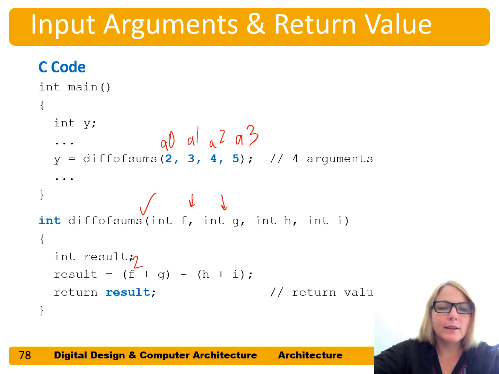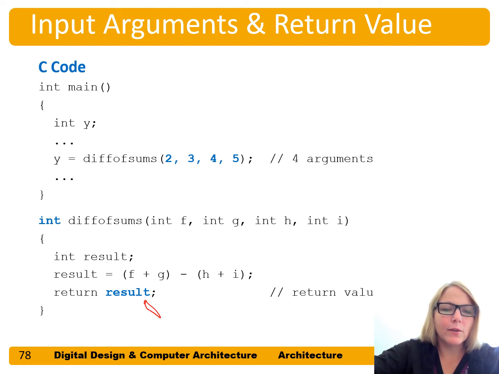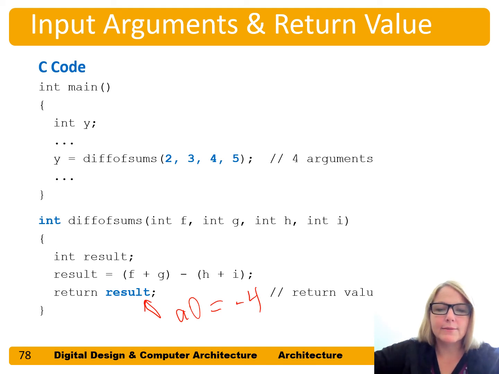And then this diff of sums performs the operation, right? 2 plus 3, here's F and G, 2 plus 3, just in that order. So 5 minus 4 plus 5, 5 minus 9, we're going to return the value minus 4. And the way that is done is by putting that value, the result, into A0. So A0 will get the value, in this case, minus 4, whatever the result is.